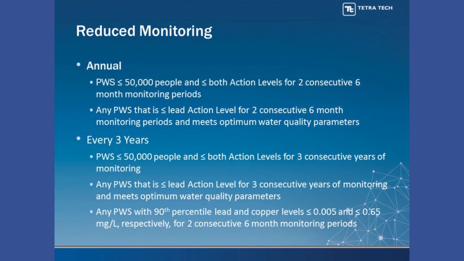Then there's something called reduced monitoring. A system that's less than 50,000, if they've met both of the action levels, lead and copper, in 2 consecutive 6-month periods, they can go to reduced monitoring. And any system that's less than the lead action level for 2 consecutive months and meets what's called optimum corrosion control water quality parameters, they can go to reduced monitoring. Reduced monitoring starts at, instead of every 6 months, those systems only have to measure every year.